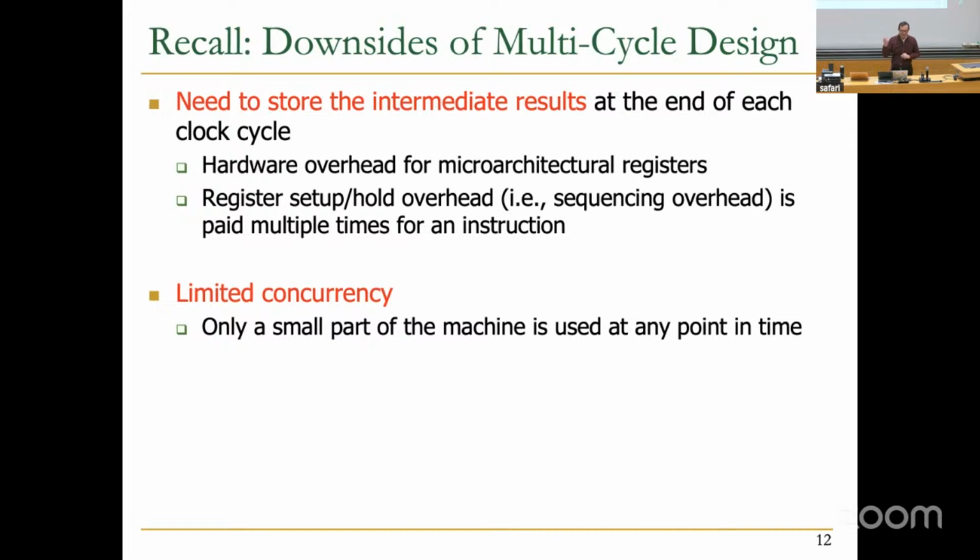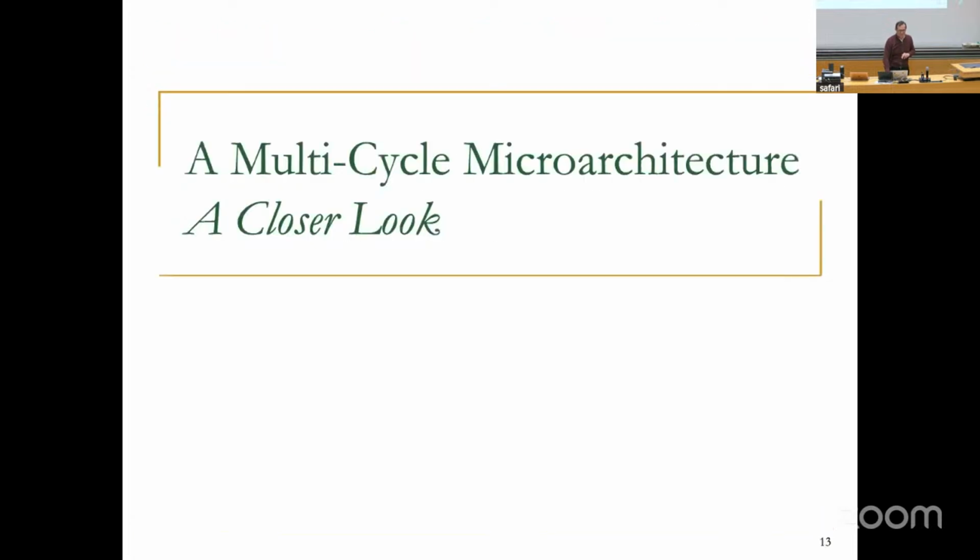Okay, so in this case, we're going to need to store the intermediate results at the end of each clock cycle. And we're going to pay both the hardware overhead for that as well as a sequencing overhead, meaning we're going to waste part of every clock cycle as we've seen in timing and verification. And we're also going to see that we're going to have limited concurrency, and we're going to solve that problem partially with pipelining. Does that sound good? Okay, so you've seen all of this, and this is the slide I stopped at last time.